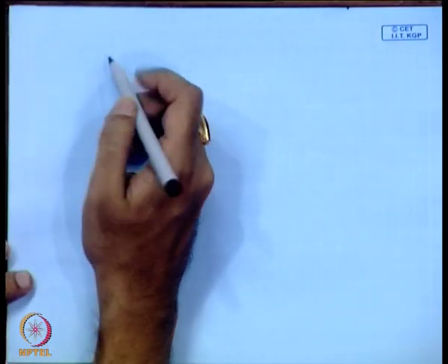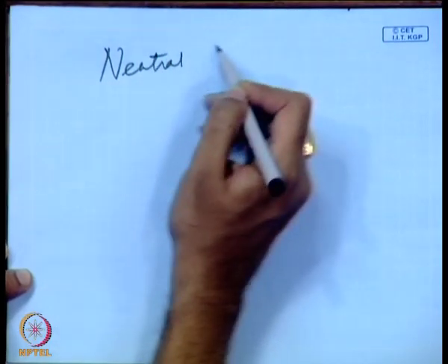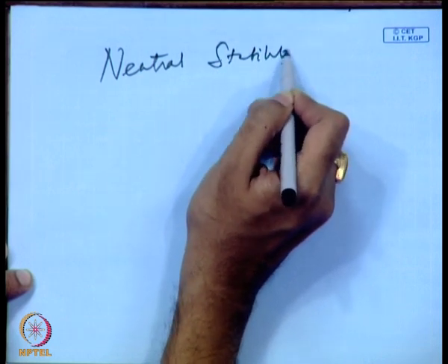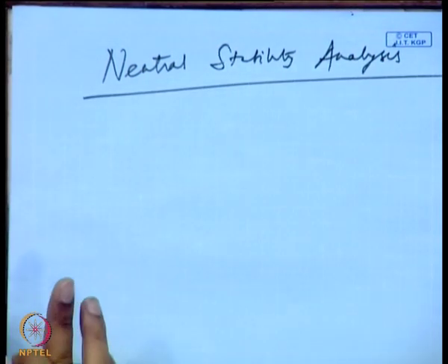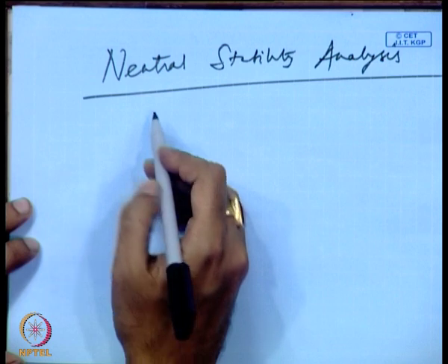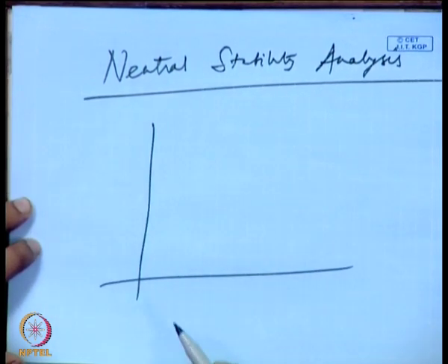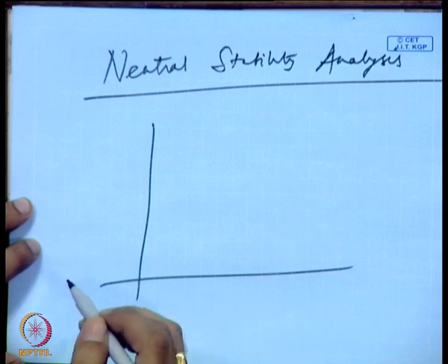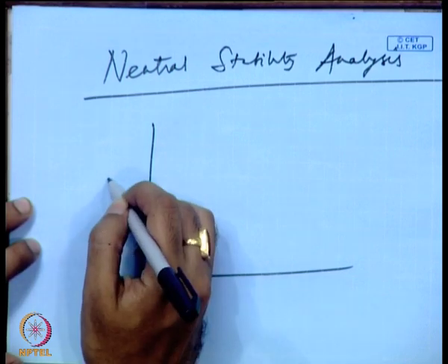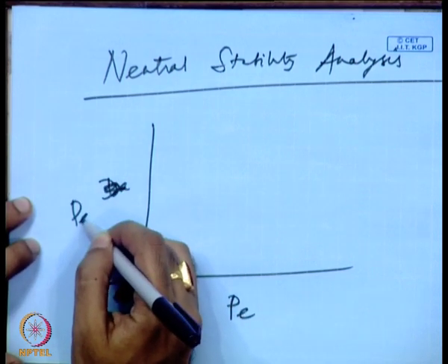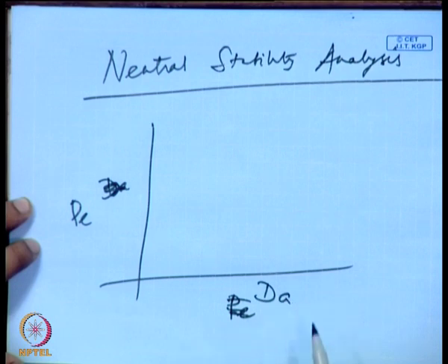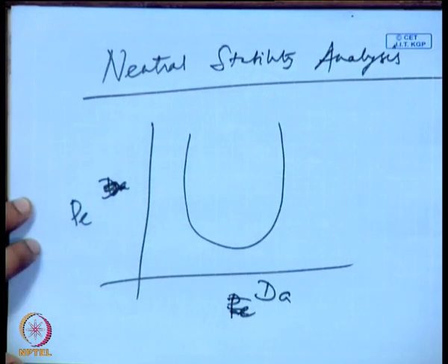Yeah, but there is a procedure for that, and that is called, let me see if you have heard of this, neutral stability analysis, and that is exactly what we are doing now. Basically, you essentially draw this in the parametric plane. For example, it could be in the plane of Damkohler number versus Peclet number, something like that, let us say Peclet number here and Damkohler number here. Then what it gives you? It gives you a curve like this.